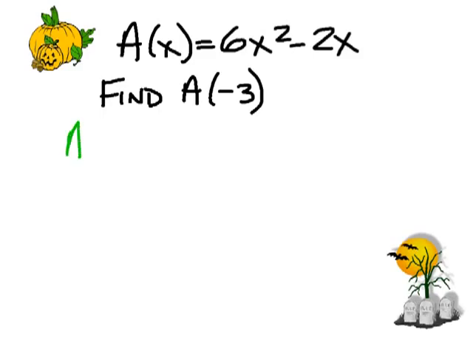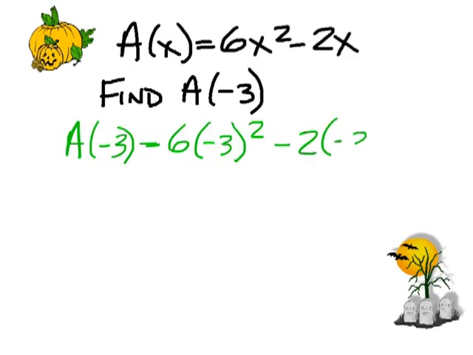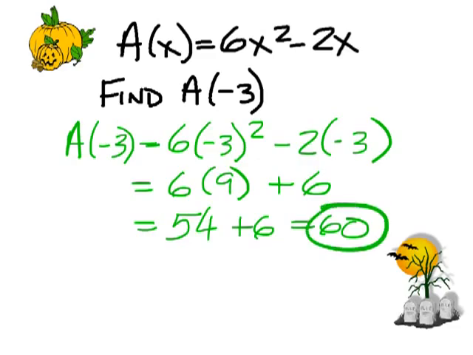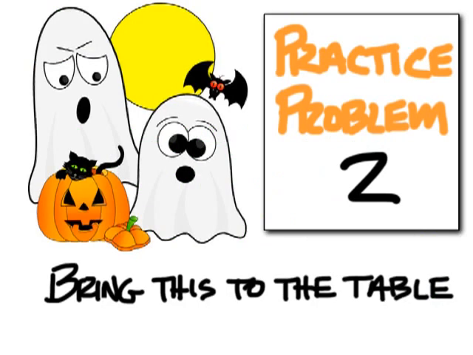On the bonus problem, it should be a of negative 3 equals 6 times negative 3 squared minus 2 times negative 3, and that's 6 times 9 plus 6. 54 plus 6 is 60. Here is practice problem number 2.